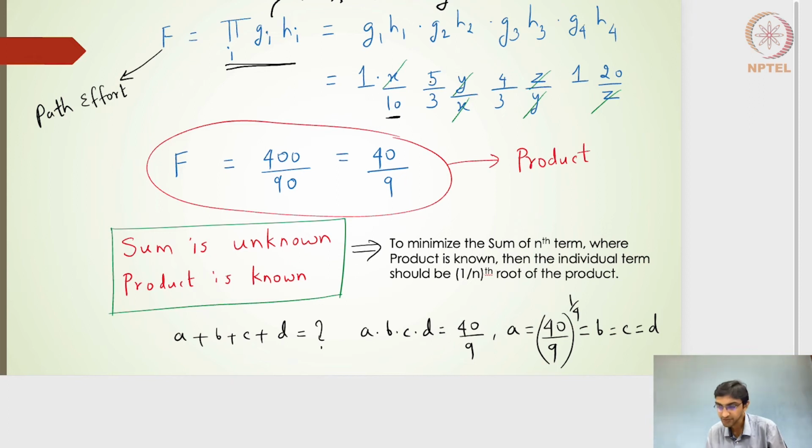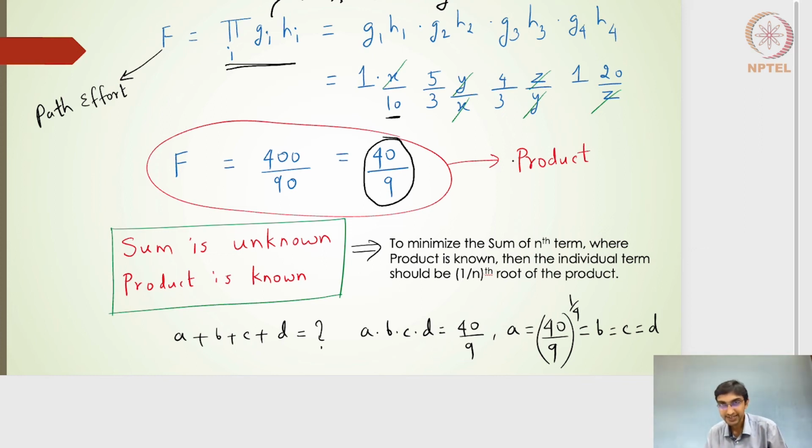And I will get a value of 400 by 90. So if I do 5 by 3 multiplied by x by 10 multiplied by 4 by 3 z by y multiplied by 20 by z, if I do a product of it, it will be 5 into 20 into 20, which will be 400, divided by 10 into 3 into 3, which will be 90. So 40 by 9. So it's a definite value. Right? So that is something we have done.